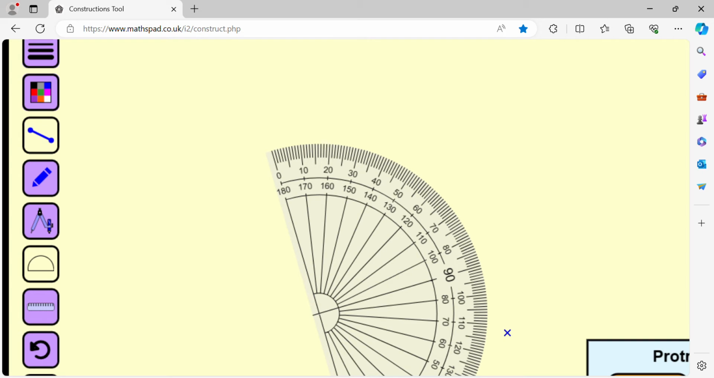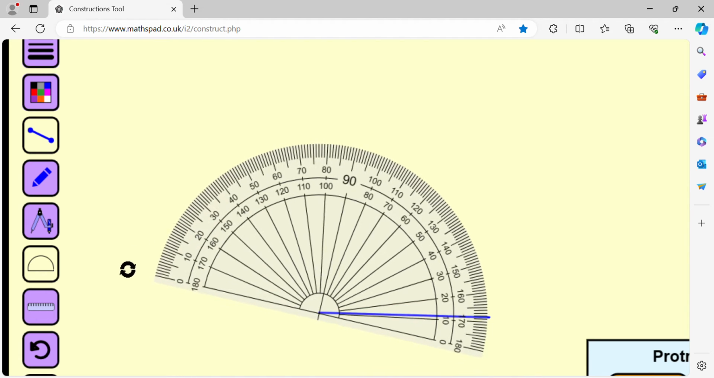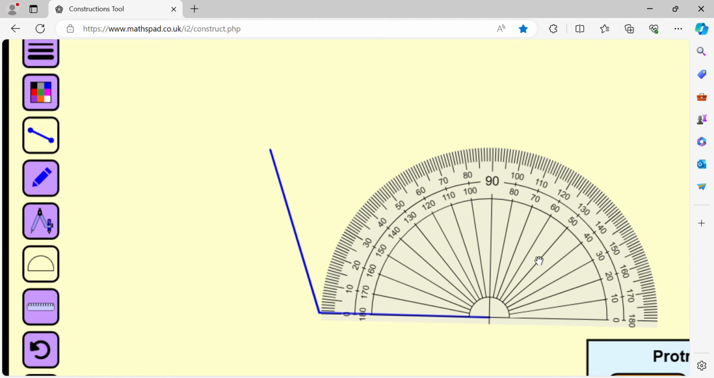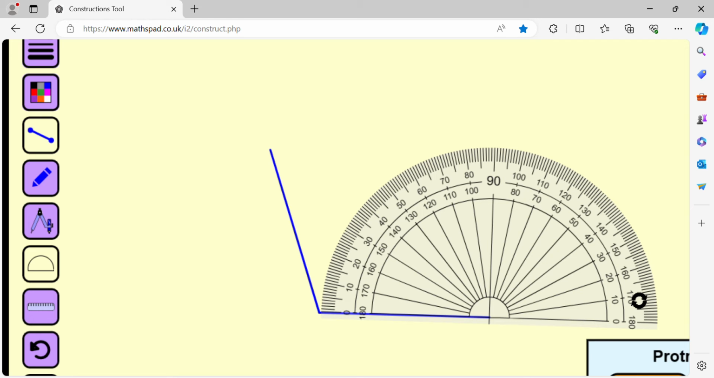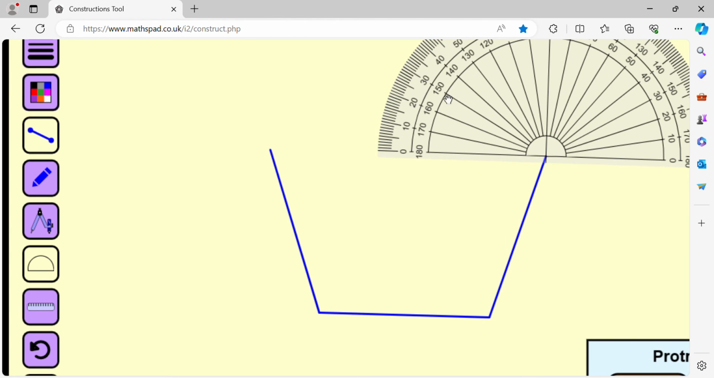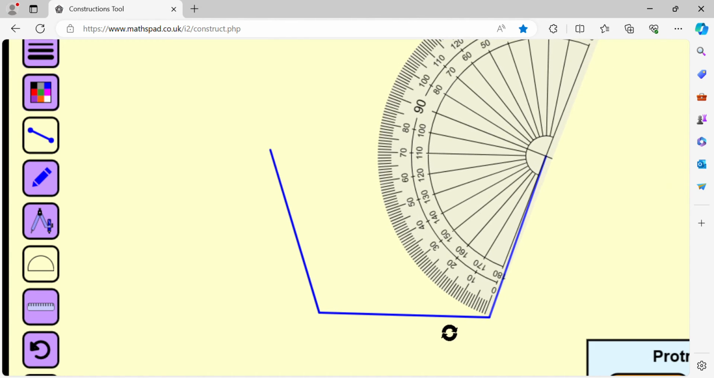Let us draw a regular pentagon by drawing a number of angles that measure 108 degrees. So we draw a line segment and then an angle that measures 108 degrees. Next we draw another angle that measures 108 degrees. Next, we draw another angle that measures 108 degrees.